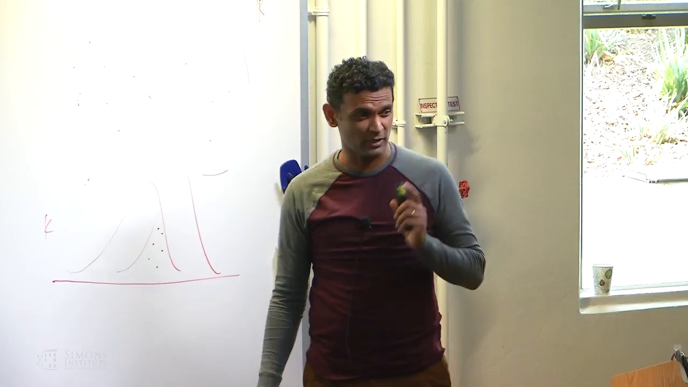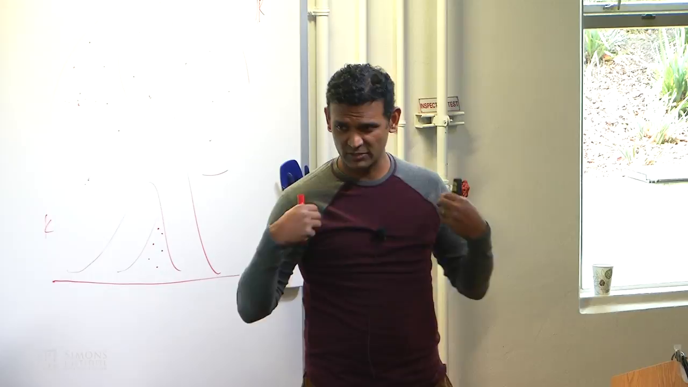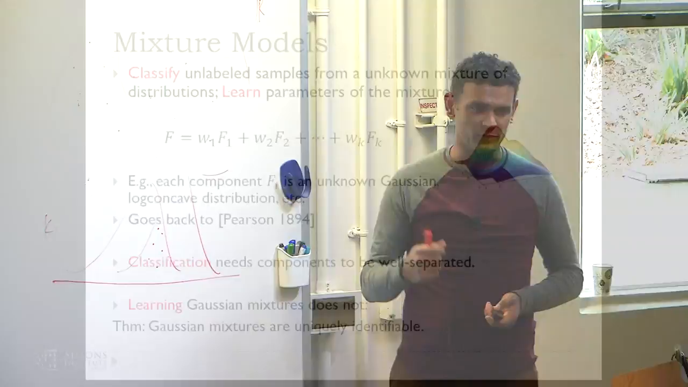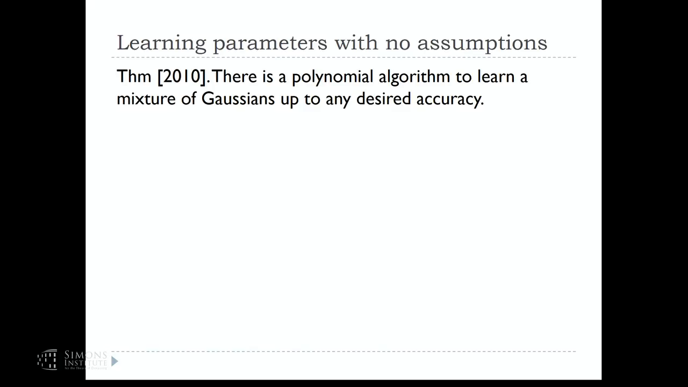Gaussian mixtures are uniquely identifiable. So if you give me two descriptions of parameters which are different in some part, maybe one of the means is different, or one of the variances is different, or one of the mixing weights is different, then there's a unique fit to it. So that's nice, at least the problem is solvable in principle. And indeed, there is a polynomial algorithm to learn a mixture of Gaussians up to any desired accuracy. For two Gaussians, it was done by Kalai, Moitra, Valiant, and Belkin, Sinha, and then generalized to k Gaussians.